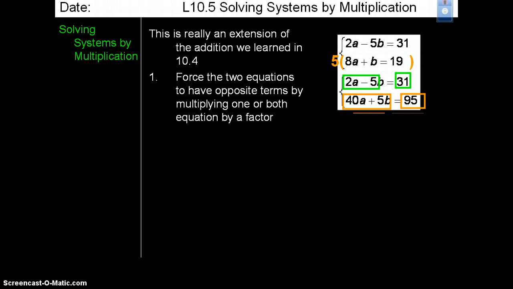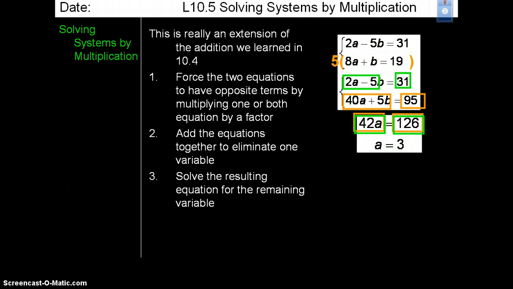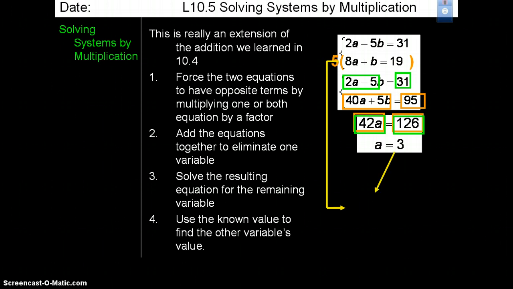Again, the green just represents that the two green parts are equal and the two orange parts are equal. So by adding a green with an orange on the left and on the right, we're adding the two equal parts, and we come up with 42a equals 126. 42a because 2a plus 40a equals 42a, and -5b plus 5b equals 0. 126 because 31 plus 95 is 126. And if we want to solve this for a, we would divide both sides by 42, arriving at the conclusion that a equals 3.